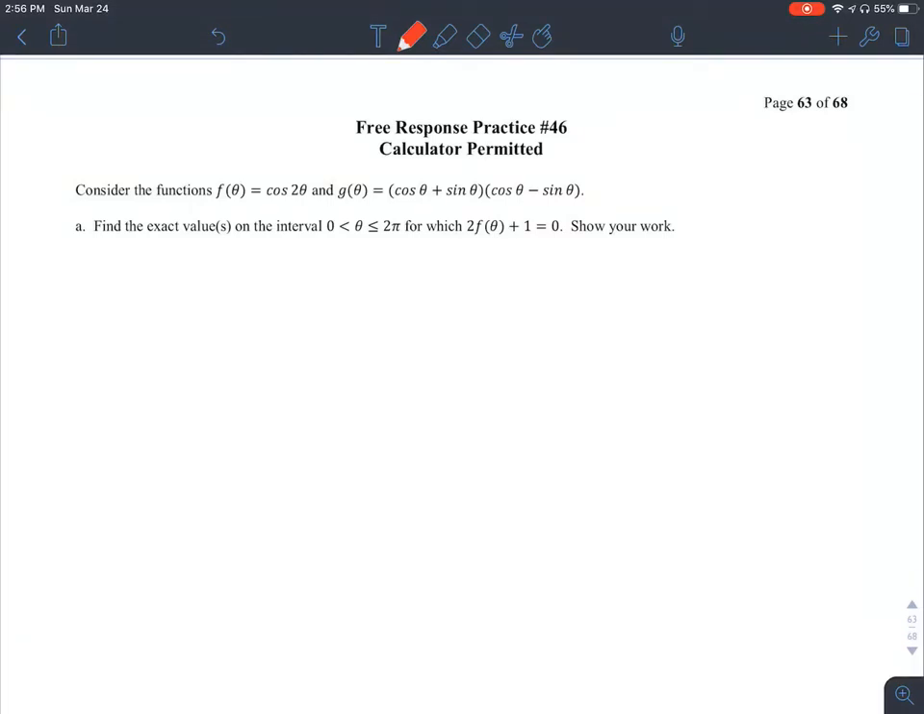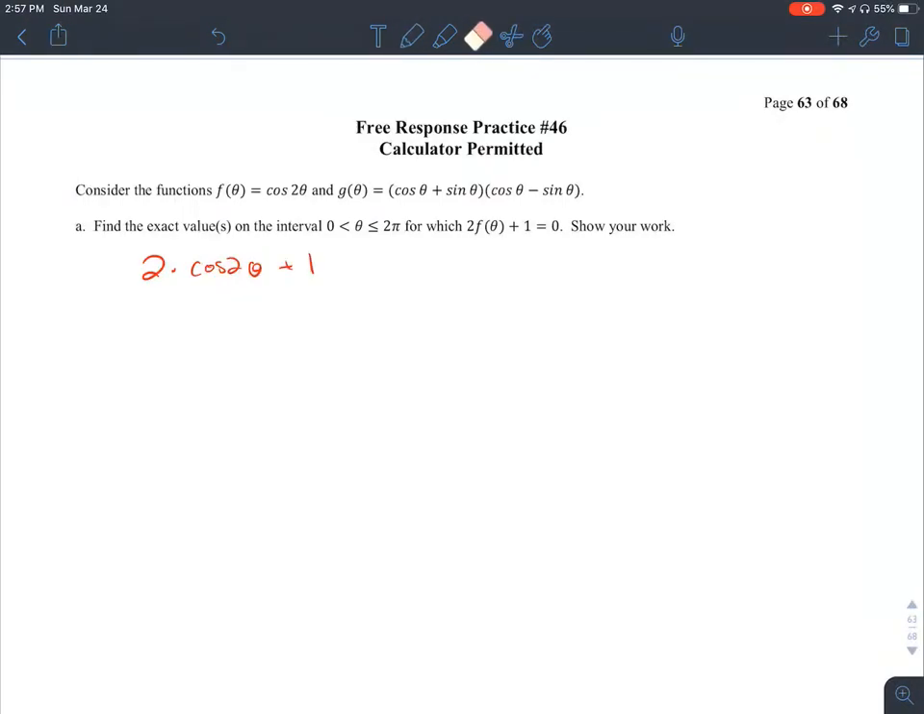Pre-AP Precalculus, free response practice number 46. Consider the function f of theta equals cosine of 2 theta, and g of theta is the sum of cosine of theta and sine of theta times the difference of cosine of theta and sine of theta. Find the exact values on the interval from 0 to 2 pi for which 2 times f of theta plus 1 is 0. So it's going to be 2 times cosine of 2 theta plus 1.